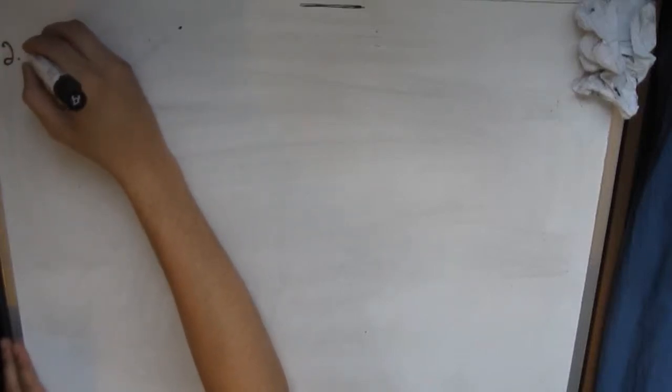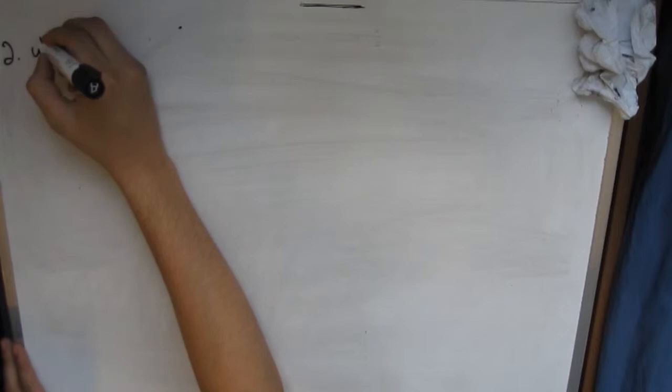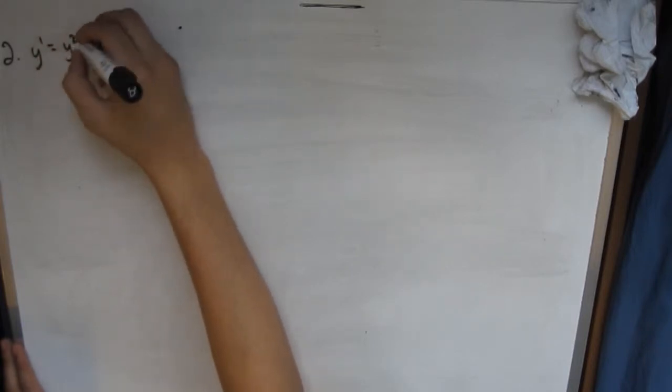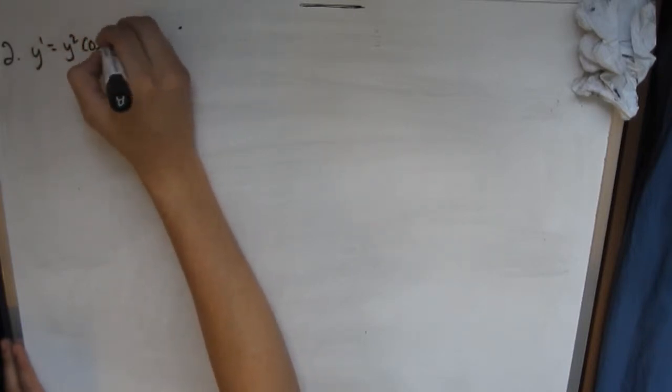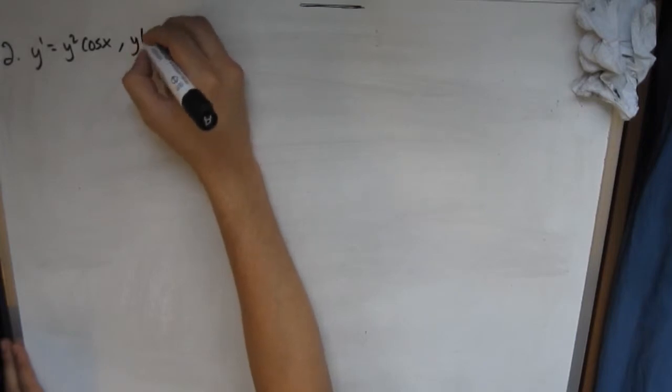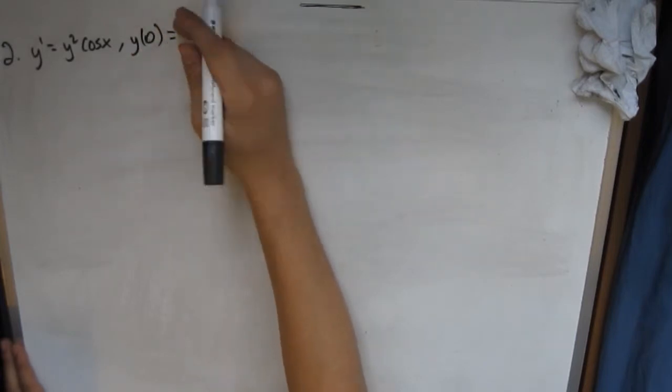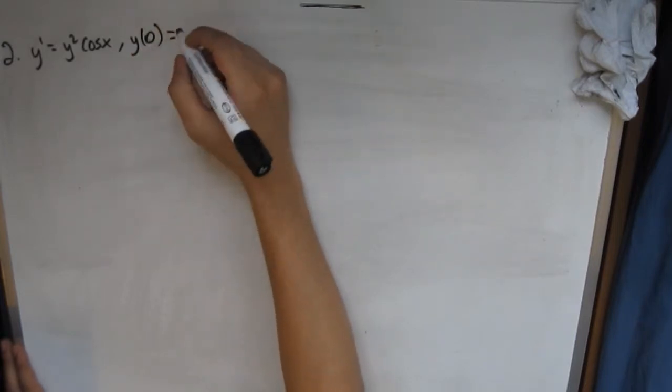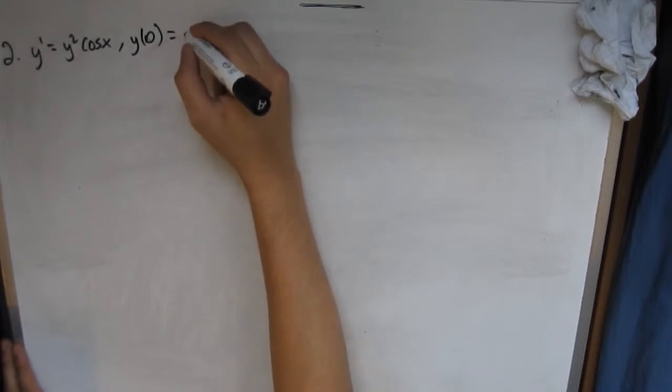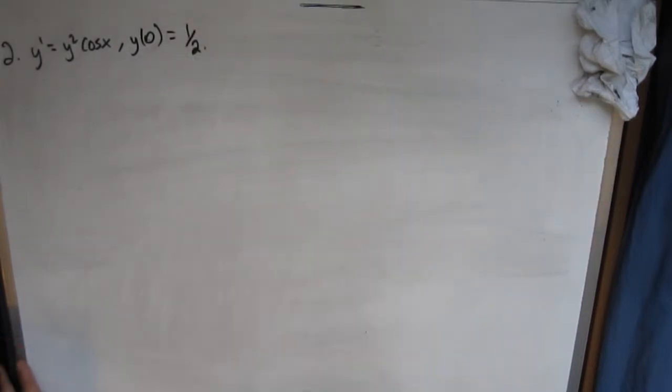Move on to question 2, where we're solving another IVP, where y prime is y squared cos x, and our initial conditions are at x equal to 0, y is equal to half.